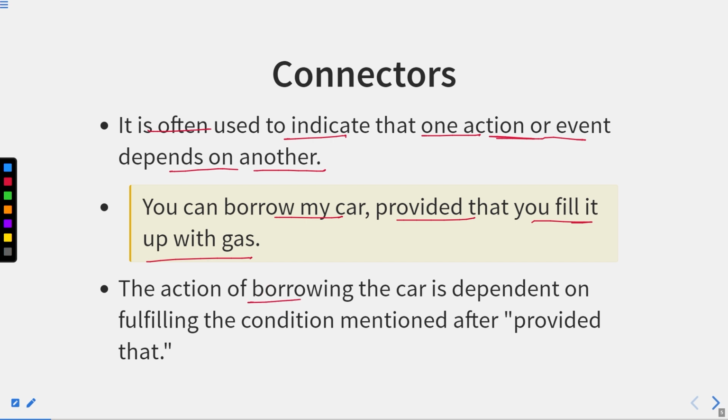Okay. The action of borrowing the car is dependent on fulfilling the condition mentioned after provided that. So, the condition that is mentioned after provided that, or which is written in the provided that clause, should be fulfilled. Only on that basis, the action will occur.